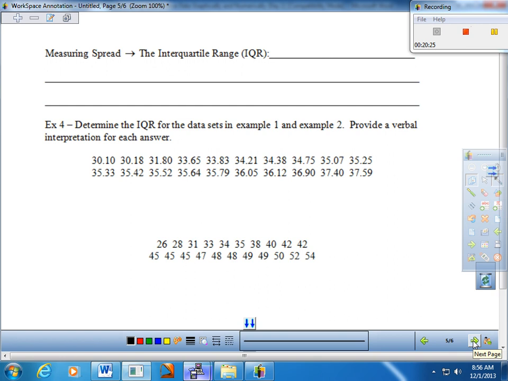So one way to talk about data is obviously to measure the center. And we have two different representations of the center at this point, mean and median. Another important way to talk about a distribution is the spread, the variability of the distribution.